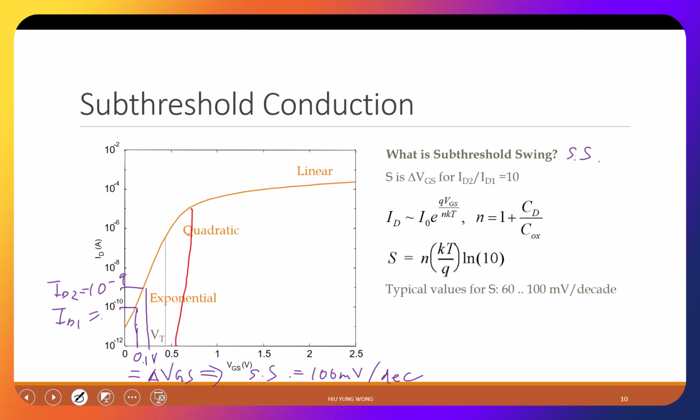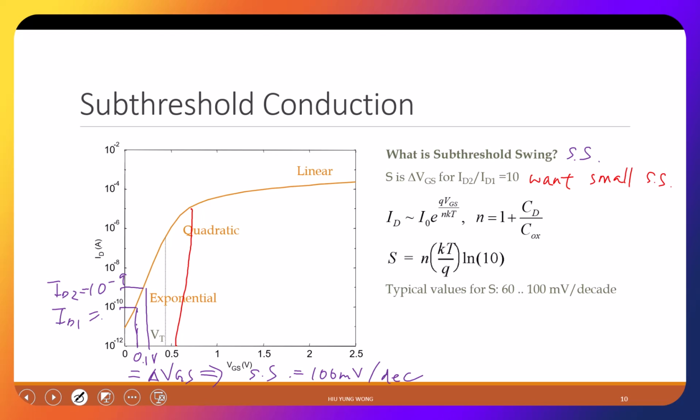So ideally, we want a small subthreshold swing. What is the best subthreshold swing? Meaning, how many volts? Vertical. So when it is vertical, what is the subthreshold swing by definition? Think carefully. By definition, it is how much voltage you need to increase the current by 10 times. Zero. Yeah. So this is something that always confuses people.